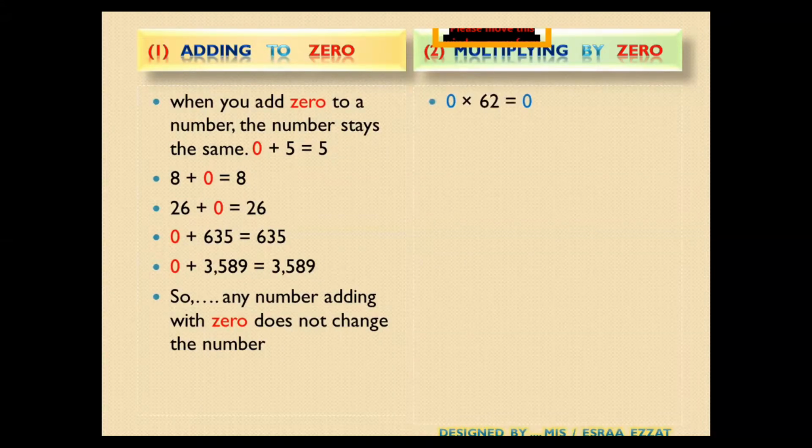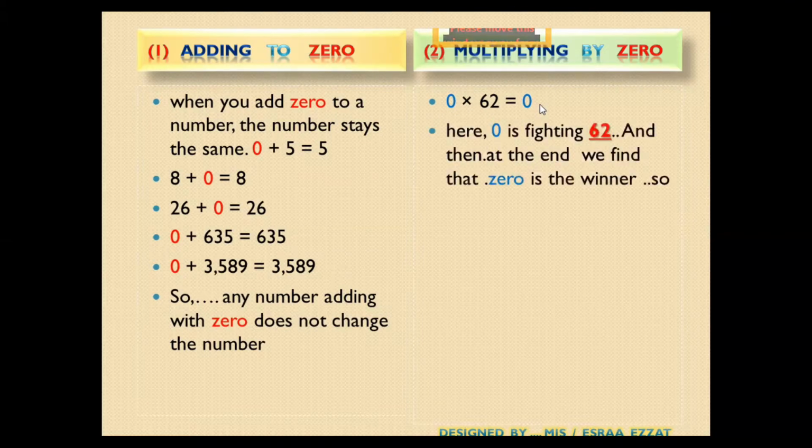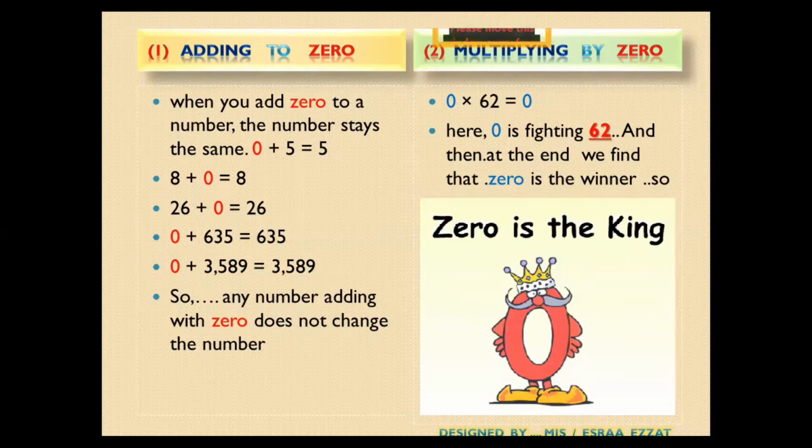Zero by 62 is 0, as you can see right here. Here 0 is fighting 62. And then at the end we find that 0 is the winner. So 0 is the king. So when we multiply any number by 0, we always get 0. So in multiplying by 0, we find that 0 is the king. So the result always is 0.